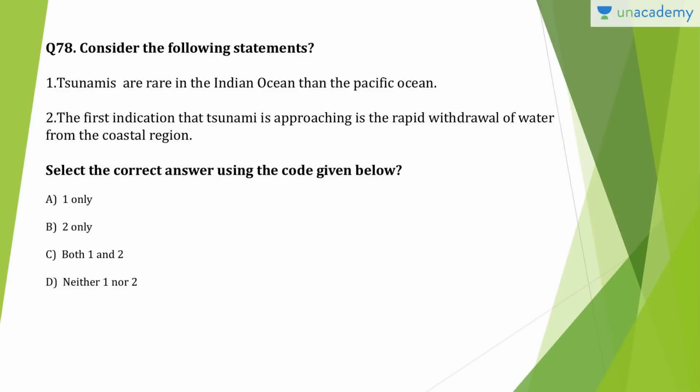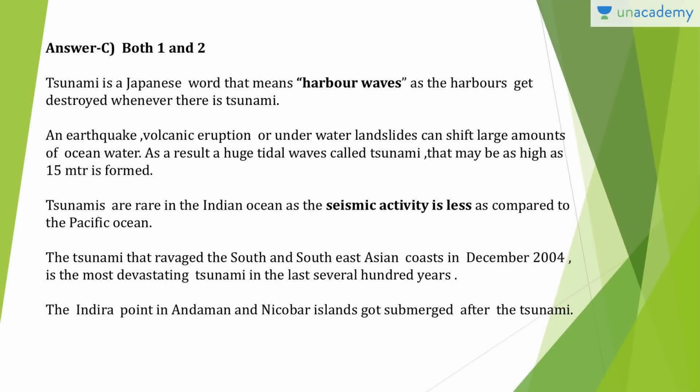Question number 78. Consider the following statements. Tsunamis are rare in the Indian Ocean than the Pacific Ocean. That statement is absolutely correct. The first indication that a tsunami is approaching is the rapid withdrawal of water from the coastal region. Yes, this is also correct. So birds and snakes and other reptiles, these organisms can actually sense if the tsunami is coming or not. So you can observe them and you can detect whether the tsunami is coming.